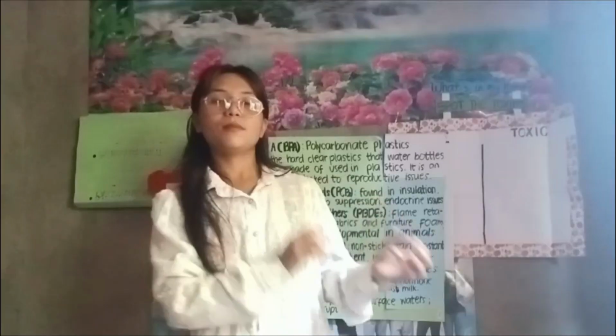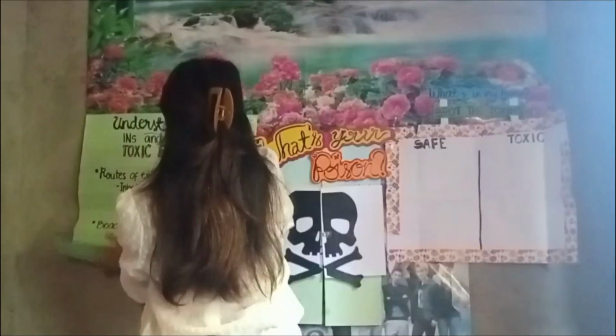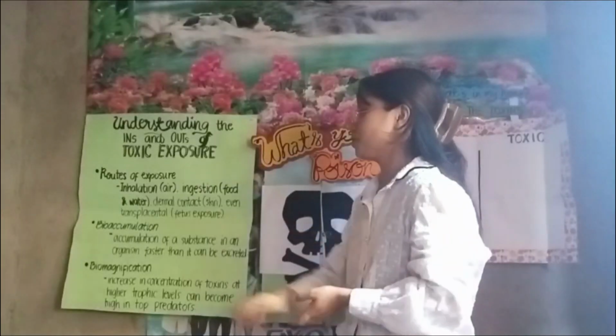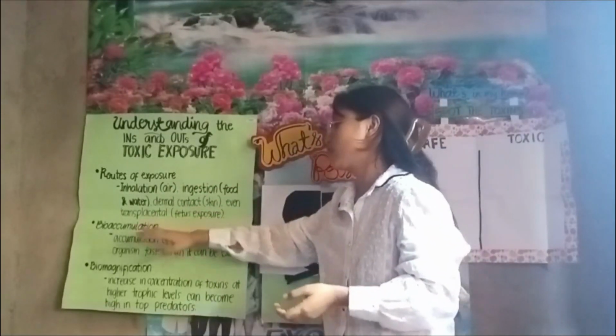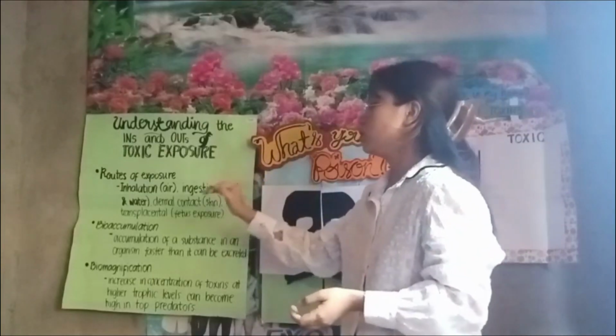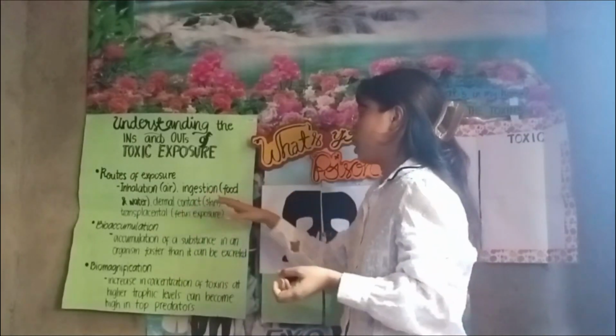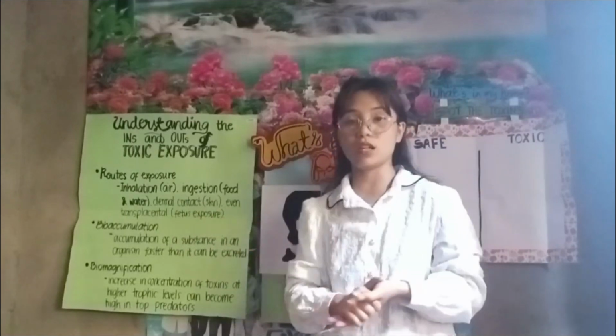Alright, so how does accumulation of these toxins happen? Now let's understand the ins and outs of toxic exposure. In understanding the ins and outs of toxic exposure, we have here the three types of it. So first is the routes of exposure. Inhalation for air, ingestion for food and water, dermal contact for skin, and transplacental for fetus exposure.